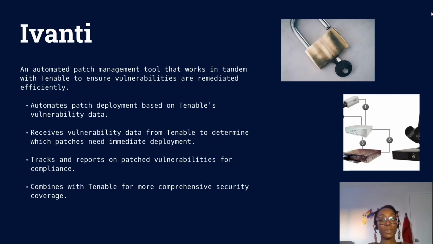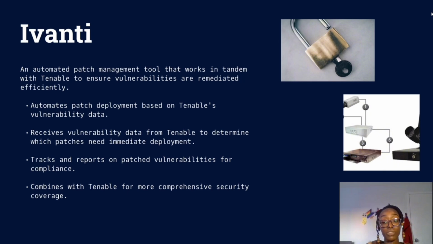Thank you, Thompson. Ivanti is an automated patch management tool that pairs very nicely with Tenable. It comes in after the fact as a repair crew, so to speak. It uses the prioritized vulnerability data from Tenable to know exactly what needs fixing and in what order it needs to be fixed. Then it automatically and very rapidly deploys those patches to your system. That is a good way of reducing human error and accelerating the patching process altogether.